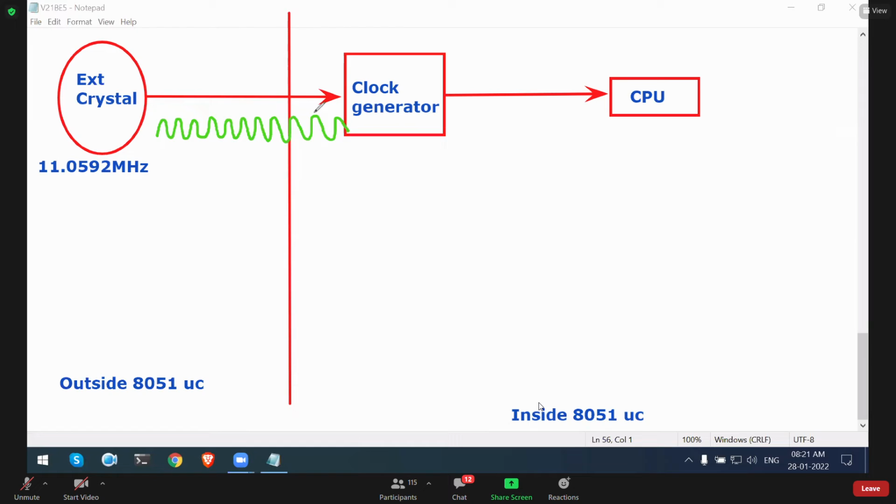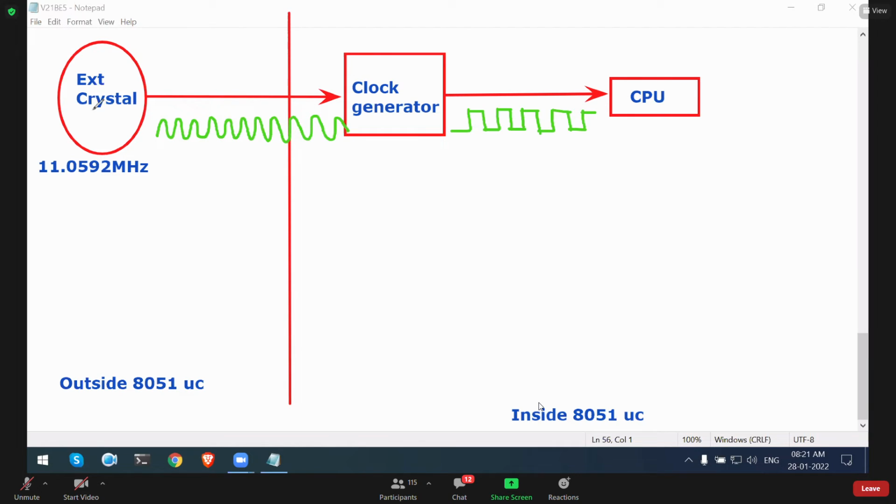So what the clock generator will do is convert each oscillation into clock pulses. And these clock pulses are given to the CPU. The CPU will use these clock pulses to fetch, decode, and execute instructions.